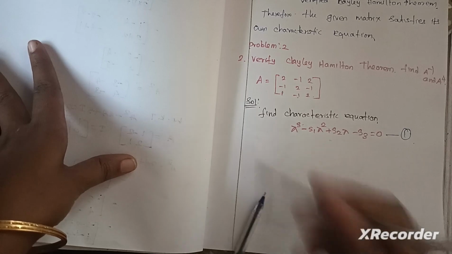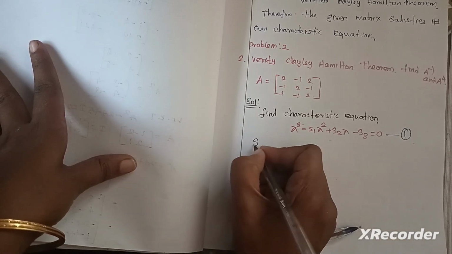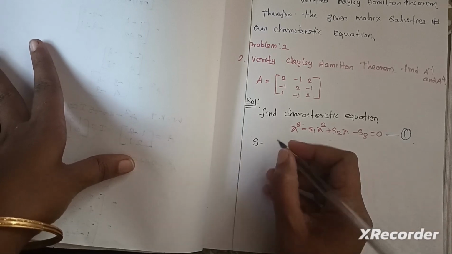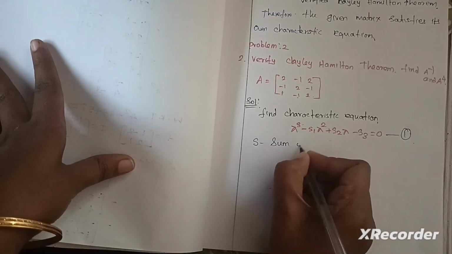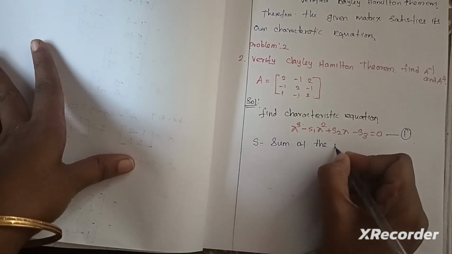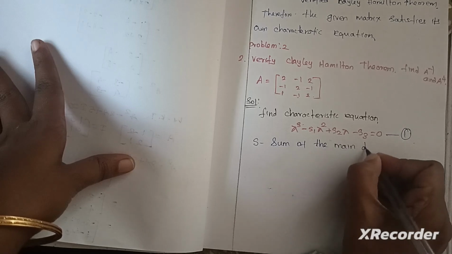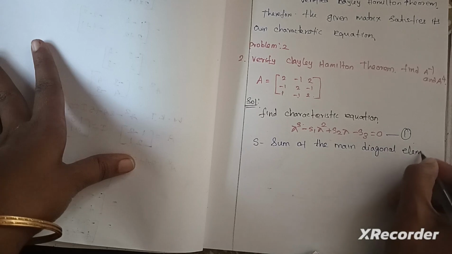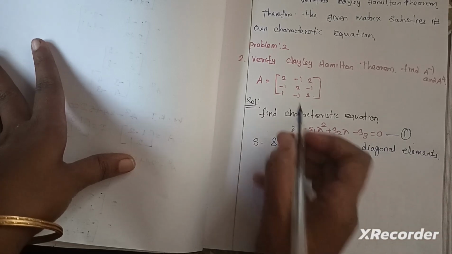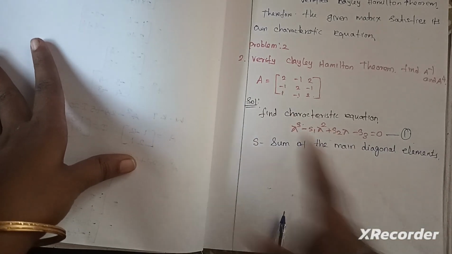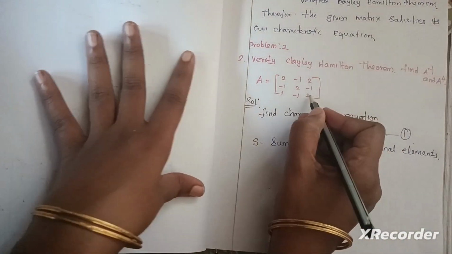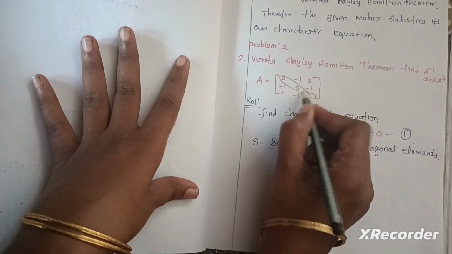Now let us find S1. What is S1? S1 is the sum of the main diagonal elements. What are the diagonal elements? 2, 2, 2. These are the diagonal elements.